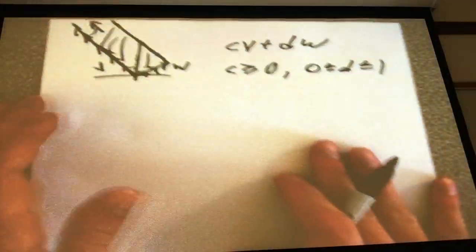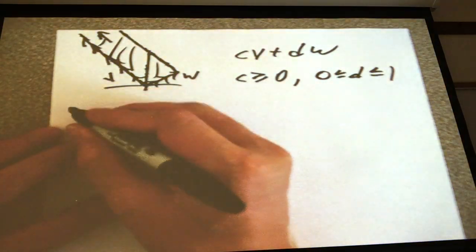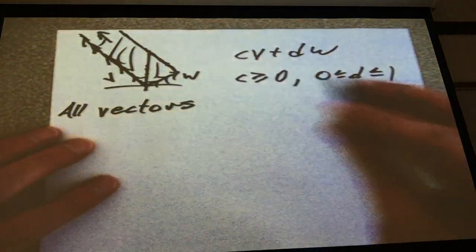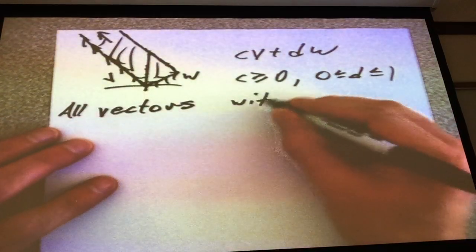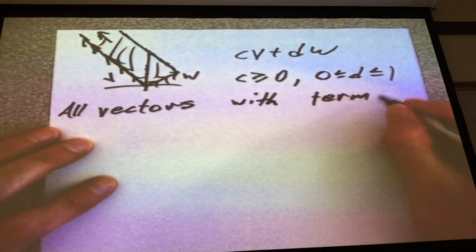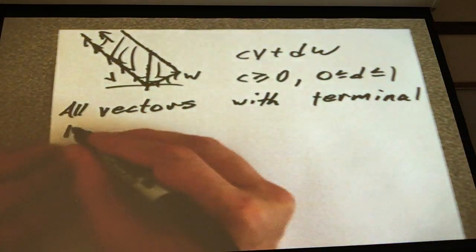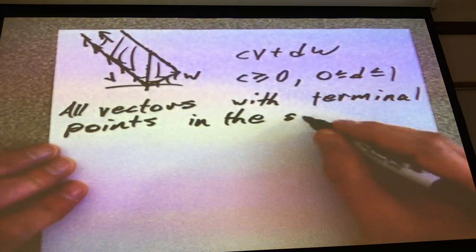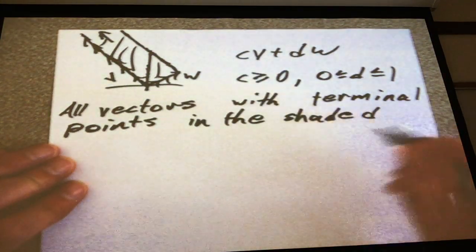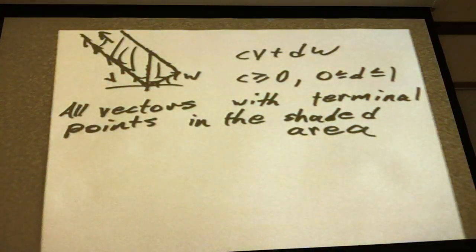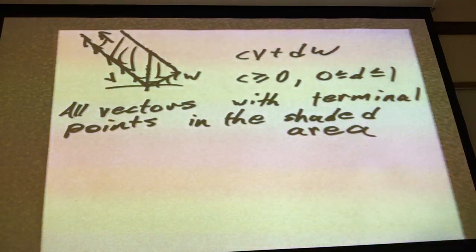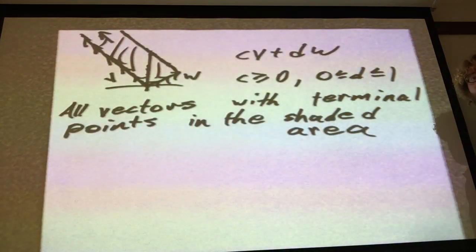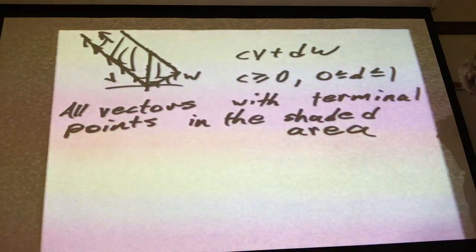Okay. So this would be all vectors with terminal points that lie within that shaded region, and that shaded region keeps going off towards infinity because C is not bounded from above. It's bounded from below by 0.